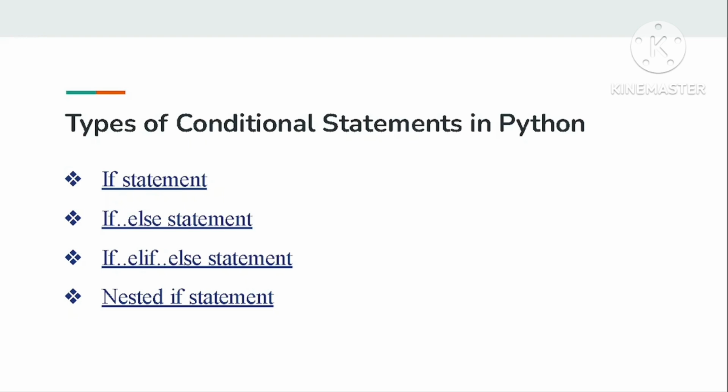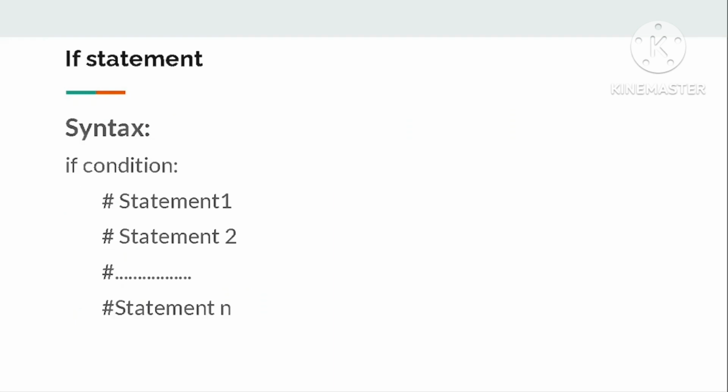So there are different kinds of conditional statements: the simple if statement, the if else combination, the if elif else combination, and the nested if statement. So these are the different types of if statements. Let's learn about the if statement with an example.